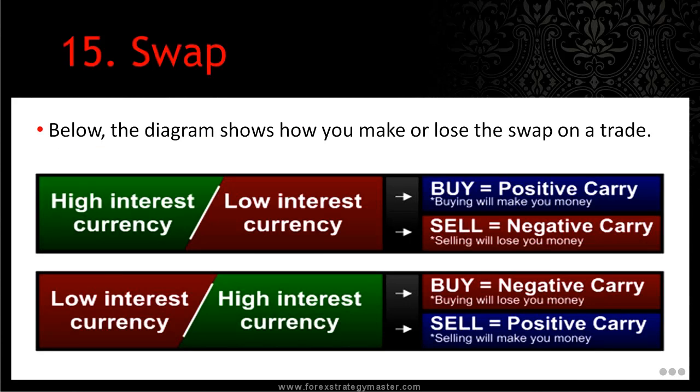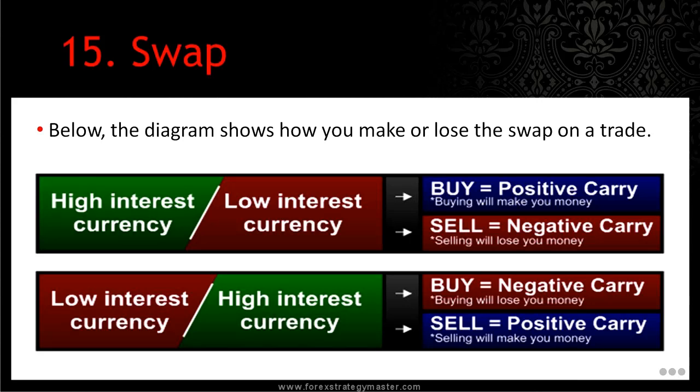Now below, the diagram shows how you make or lose the swap on a trade. You've got the high interest currency as the base currency and the low interest currency as the quote currency. If you're buying, you are in a positive carry. This means that you'll be making money on the swap. And if you're selling, this is a negative carry. It means you'll be losing money on the swap.